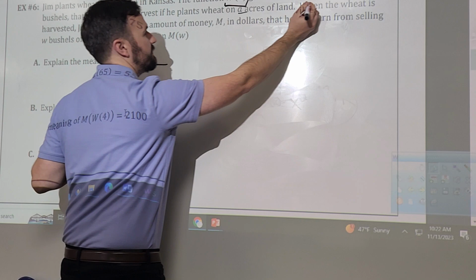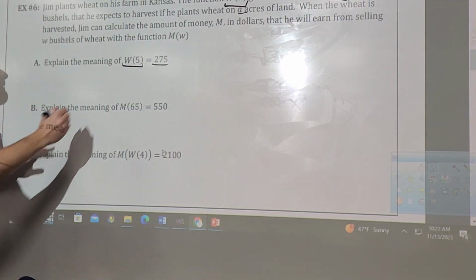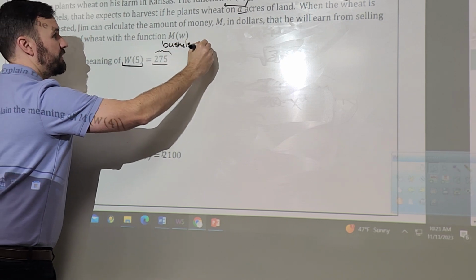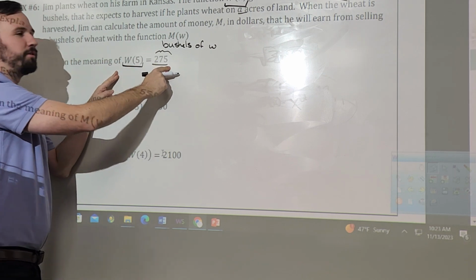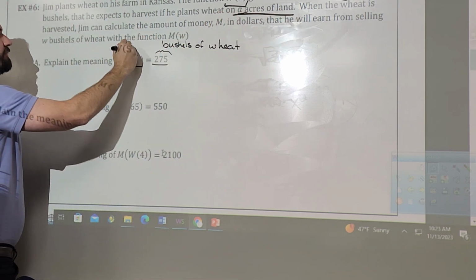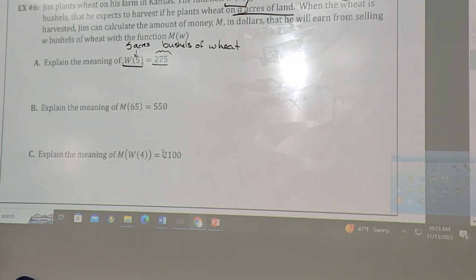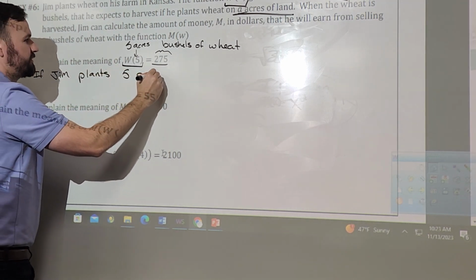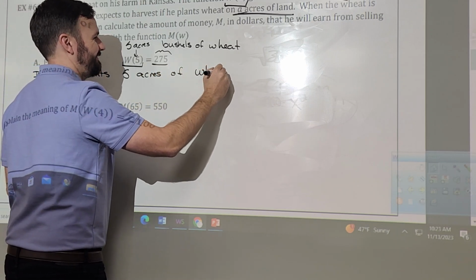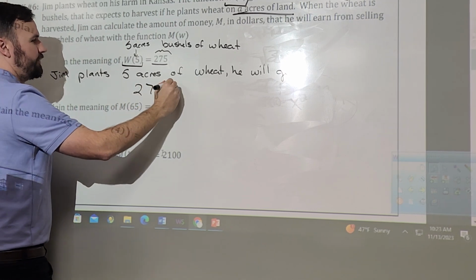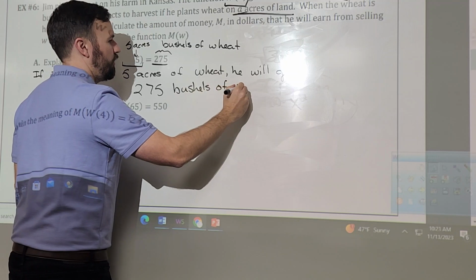What does W of A give us? How much wheat? So this 275 is what? That's our bushels of wheat. The function gives us the wheat. The function equals how much wheat. What do I plug in for it? A is acres of land, so there's 5 acres. So what does that mean? If Jim plants 5 acres of wheat, he will get 275 bushels of wheat.